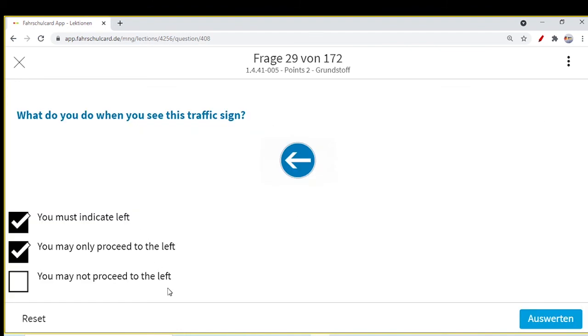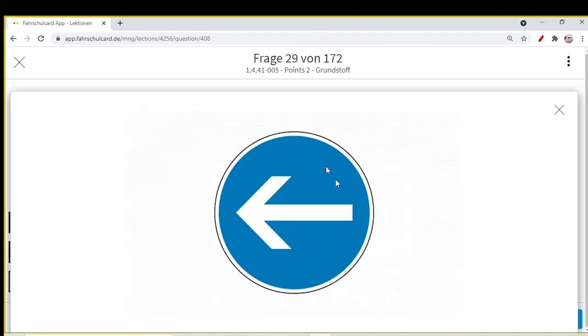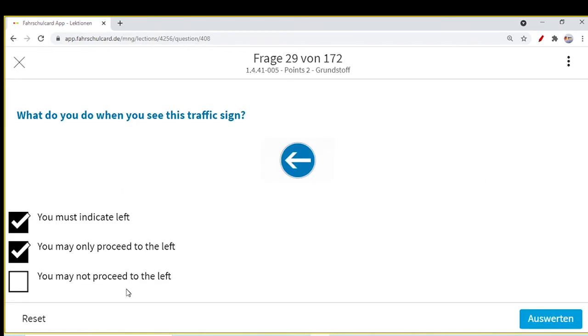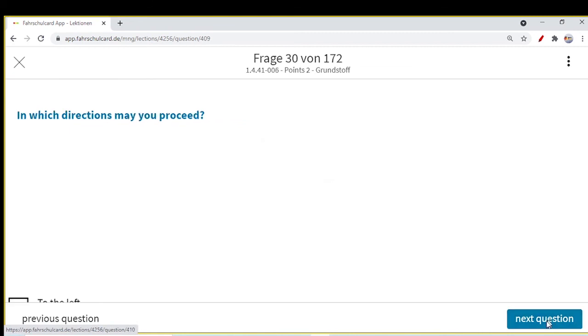You may not proceed to the left. No, if there was a red circle and then a left arrow inside, then it was not allowed, strictly prohibited. But here it's a blue color, so you are allowed to take a left turn, and this option is saying you may not proceed to the left. This option is not correct. Only two options are correct.